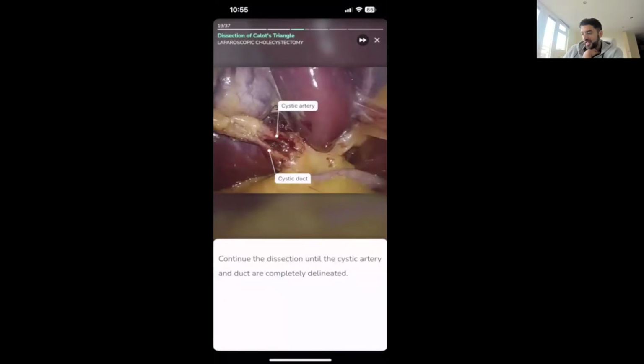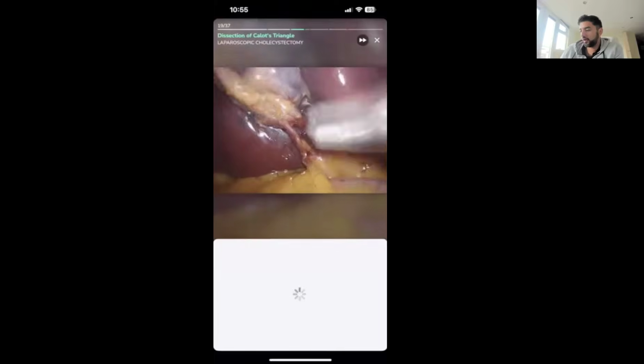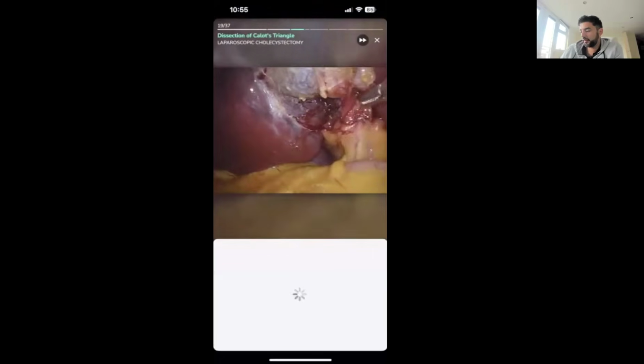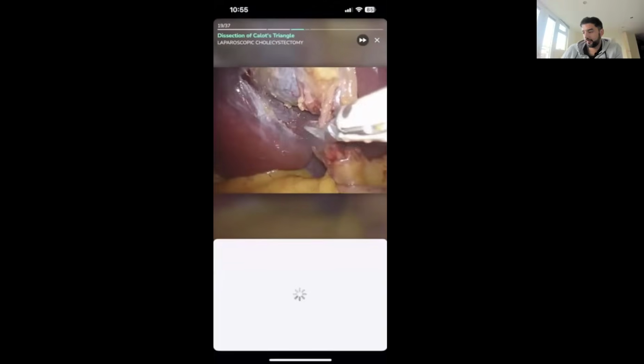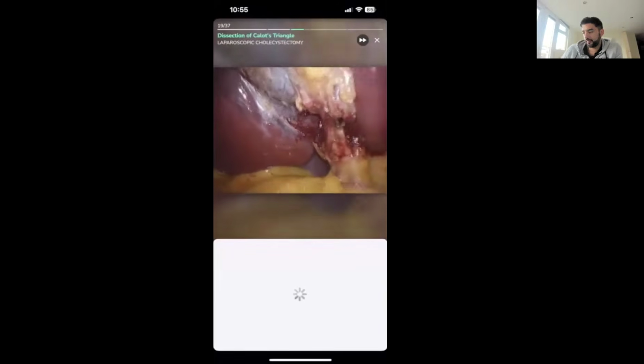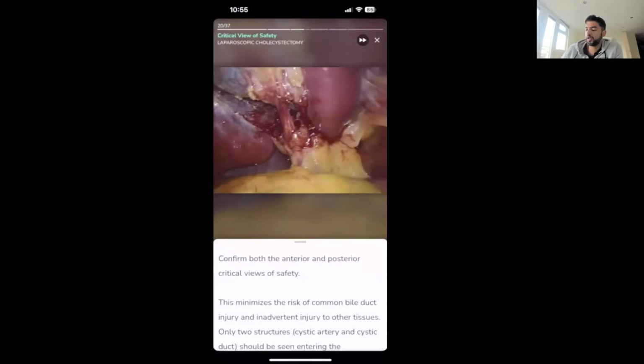Okay, so now what you can see here is they've cut through the fat, and the two things that you can see there are the cystic duct. That's the duct that the gallstones used to go through before. And then next to it is the artery. That's the blood supply to the gallbladder. So what are they going to do? They're going to burn off that artery. And because it's burned shut, it's not going to bleed.